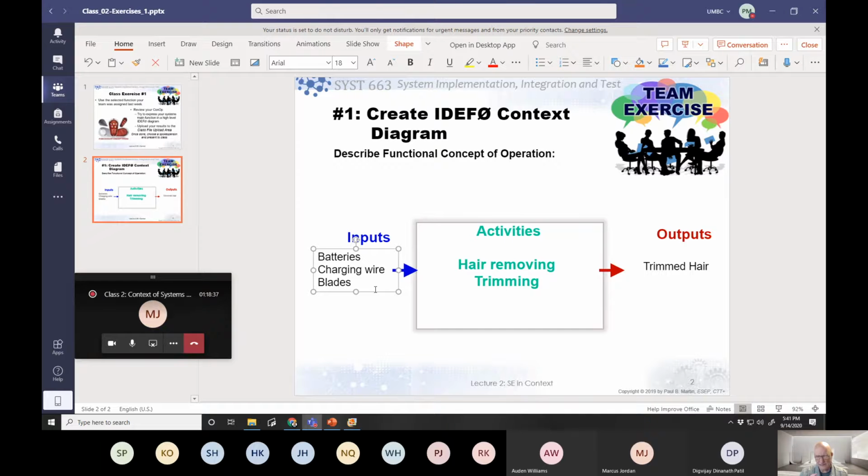I want you to think functionally, not the parts. It's a functional aspect. So how's the charging wire part of the function? It's to get that energy, right? Does that make sense? Yep. Okay, good. All right, good, guys.